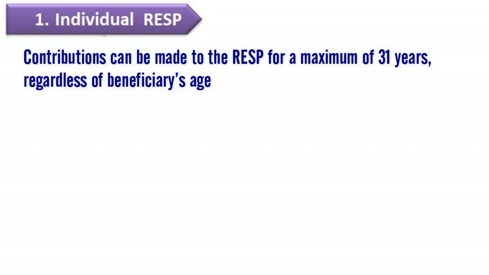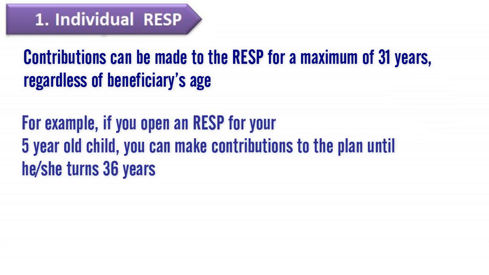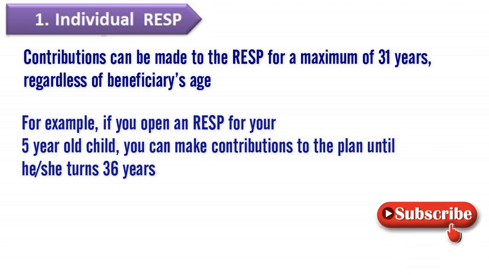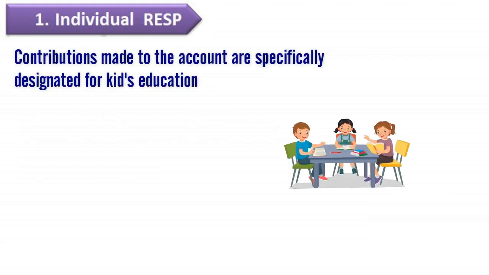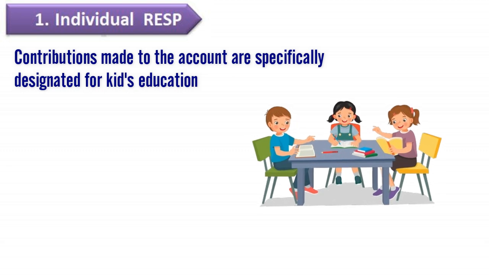Contributions can be made to the RESP for a maximum of 31 years regardless of the beneficiary's age. For example, if you open an RESP for your 5-year-old child, you can make contributions to the plan until he or she turns 36 years. Contributions made to this account are specifically designated for kids' education.